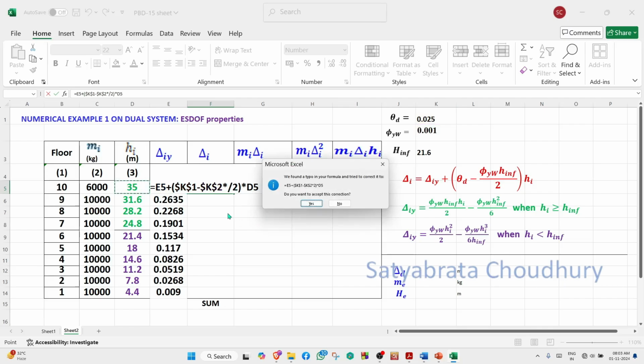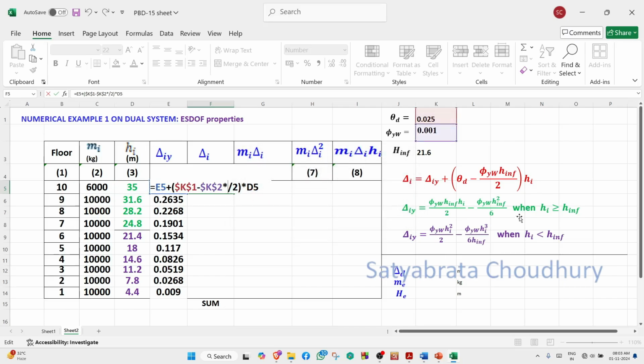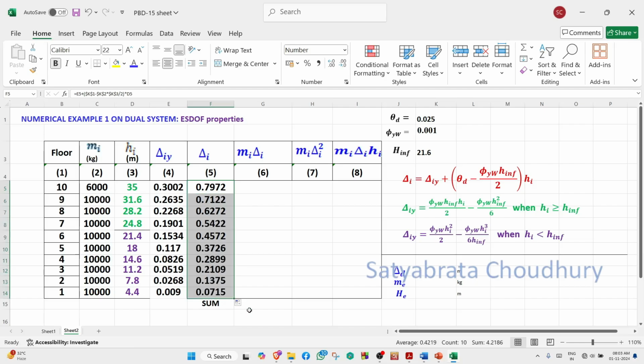Some problem in the formula. What is the problem? Delta I Y, theta D minus phi yw. Inflection height is missing here. So this one, inflection height. This should be all right. Yes, so we can drag this formula, and these are the displacement profile for the different floors.